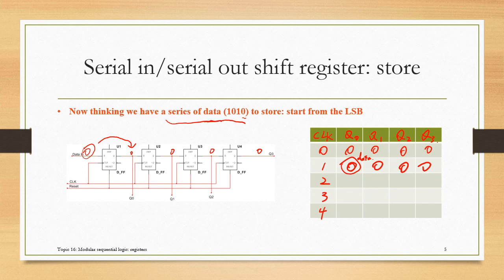Okay, after this bit is moved here, the next bit 1 will get ready in the data line. So when the second rising edge comes, the LSB 0 will be shifted to the output of the next flip-flop, right? So this 0 will move to here, okay? While the second bit will shift to Q0. So you get 1 here. And for this still 0.